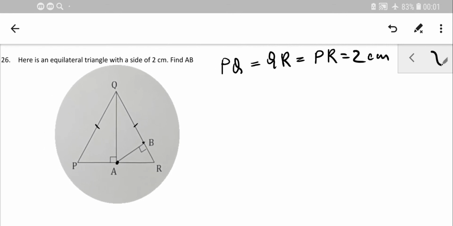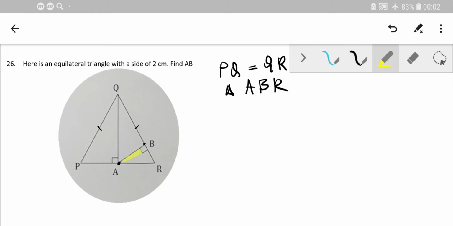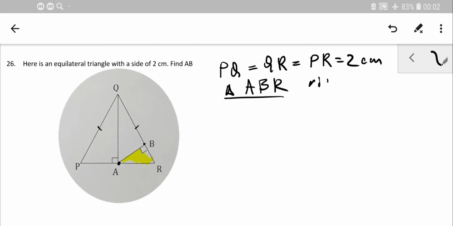Okay, so how to work it out? I think it's good if you also consider triangle ABR, the smallest one. I just mark it with that yellow shading. So the ABR triangle has a right angle, right? Right angles. What we need to find is AB.